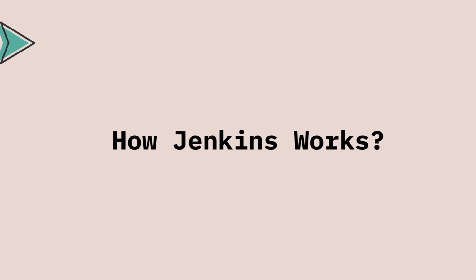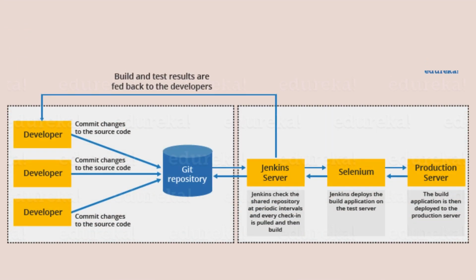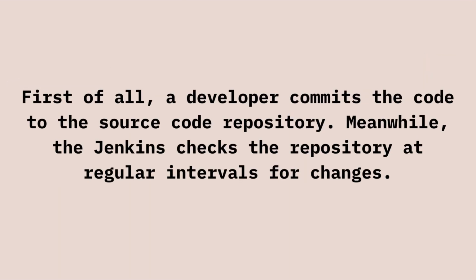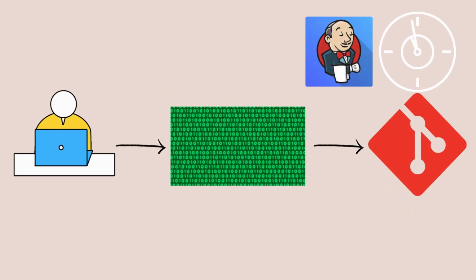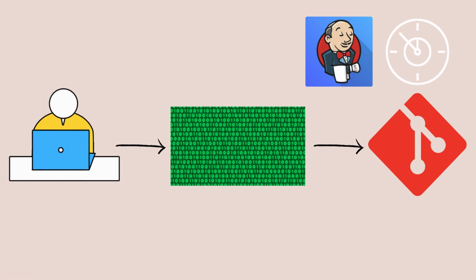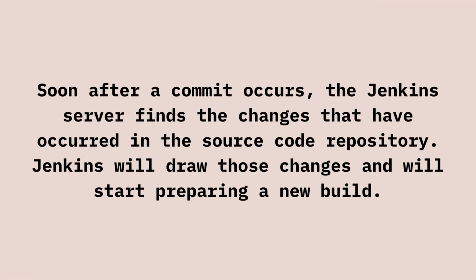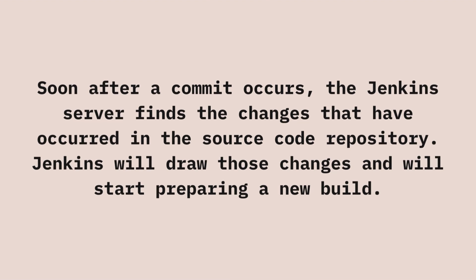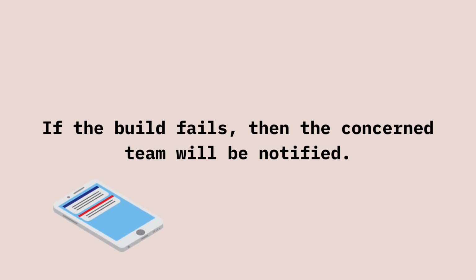How Jenkins works. First of all, a developer commits the code to the source code repository. Meanwhile, Jenkins checks the repository at regular intervals for changes. Soon after a commit occurs, the Jenkins server finds the changes that have occurred in the source code repository. Jenkins will pull those changes and will start preparing a new build. If the build fails, then the concerned team will be notified.